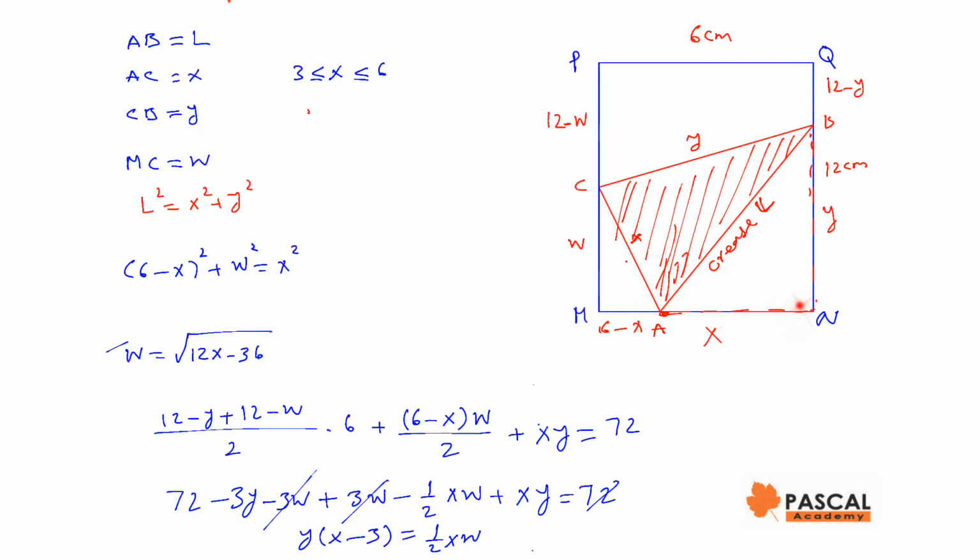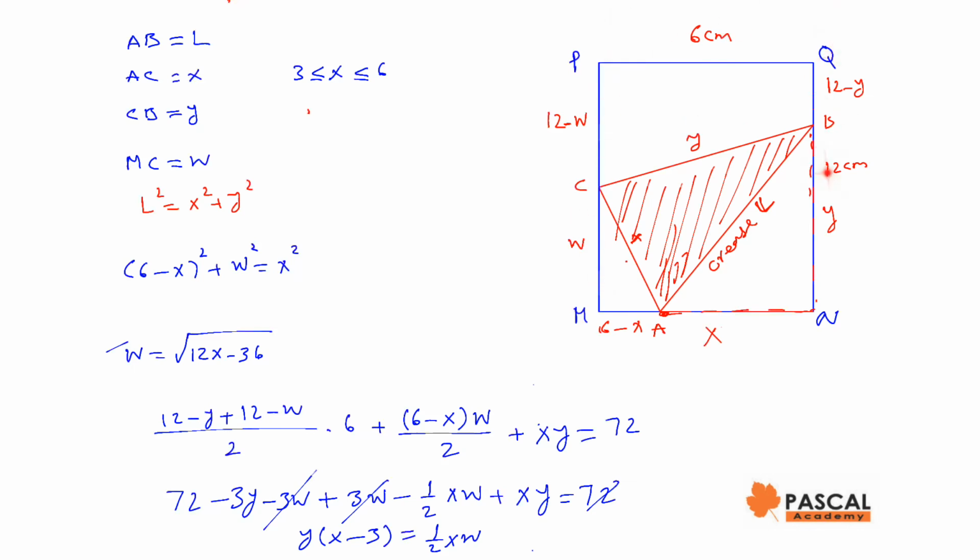X must be greater than or equal to 3 and smaller than or equal to 6. Because if X is less than 3, this corner doesn't reach edge PM, and X obviously cannot be more than 6.